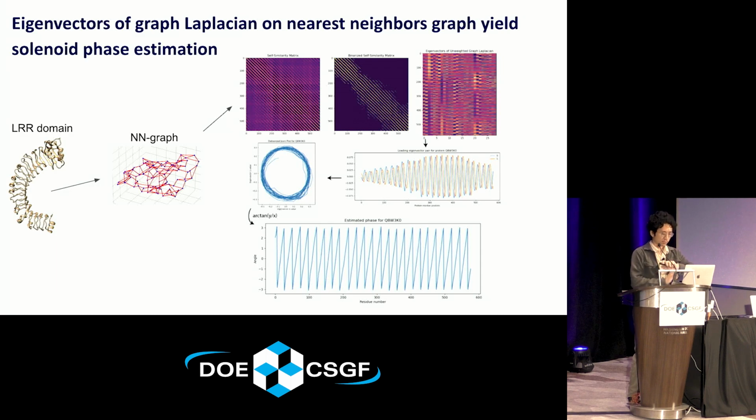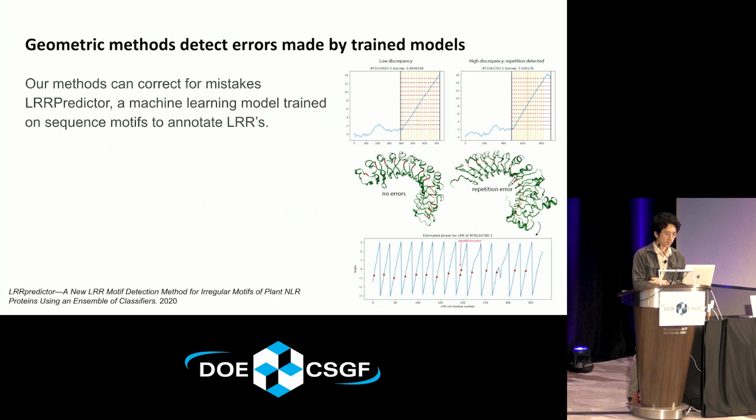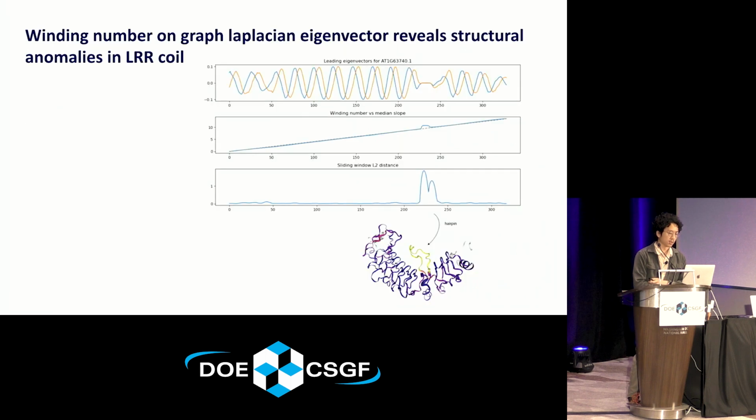So I think I'm starting to run out of time, so I'll kind of skip through this. This is basically one of the applications that we had of the phase estimation. And another application of these eigenvectors is that we can detect kind of structural anomalies, anything that deviates from a coil that is sticking out, using this kind of sliding window L2 distance from the expected cumulative winding number.